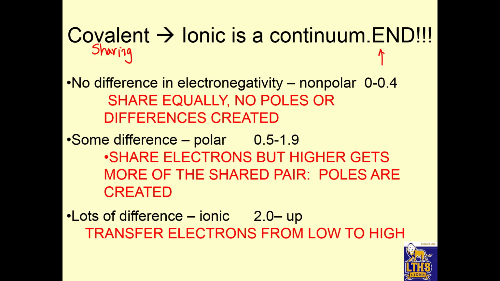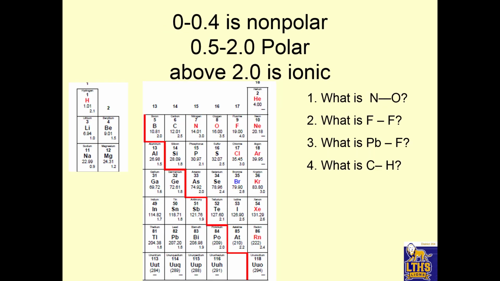END stands for electronegativity difference. So what's the difference between the two atoms? If you subtract them and you get a difference of 0 to 0.4, it's pretty equal, nonpolar, and the atoms share the electrons. If it's a bigger difference, in between, then they're going to share, but the higher electronegativity atom will pull more of the electrons towards itself, and you get poles created, and that's called a polar bond. And if there's a big difference in electronegativity, 2 or greater, then the electrons will get transferred from low electronegativity to high electronegativity.